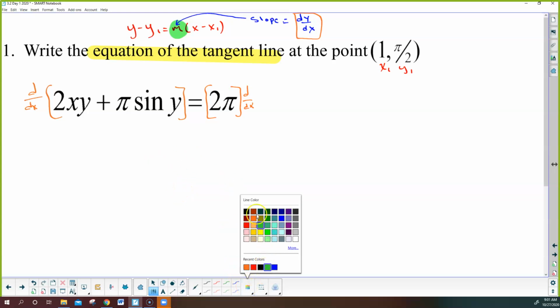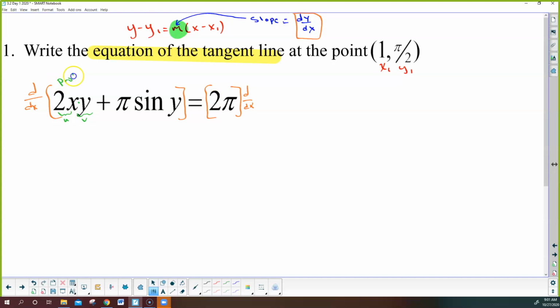We have a small problem right here. I have a u times a v. I have to do the product rule. Now you could, off to the side, write u, u prime, v, v prime, and follow the product rule. But I'm really hoping that you can do this part kind of in your head. And that's where the saying of the product rule comes into play. All right, what is it?